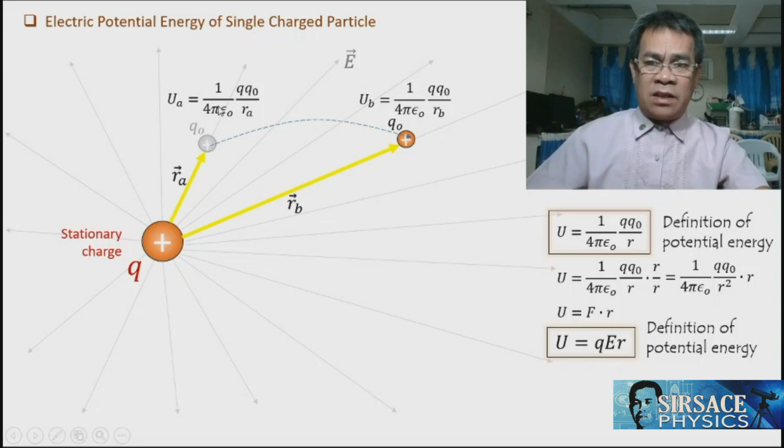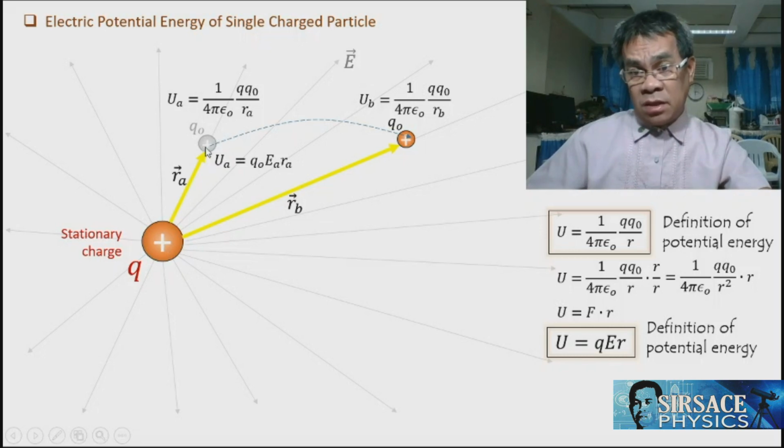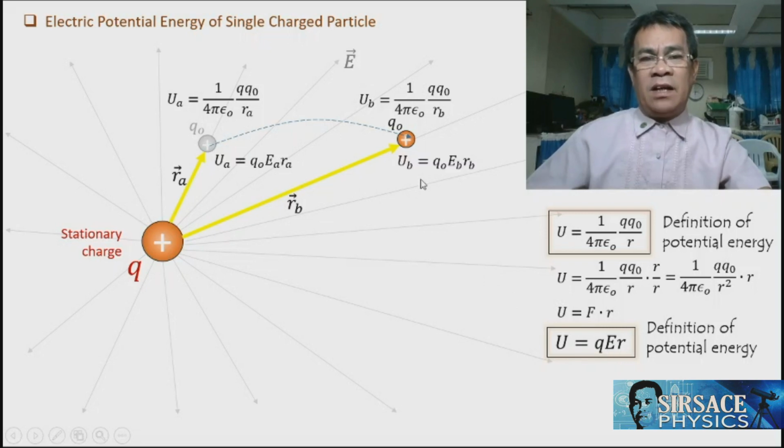Now what if you are given the electric field at this point and this charge? You can use this formula. So you can say Q naught. You have to use this Q naught because you are talking about the energy at this point, so do not use Q. It should be the moving charge at that point, and the electric field also must be at that point. And R is the distance from the source charge. The stationary charge is the source of the electric field. So therefore, it should be Q naught E R. Now in the final, you have Q naught E_B R_B.